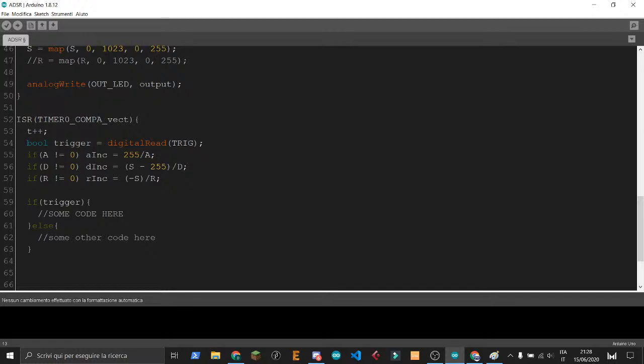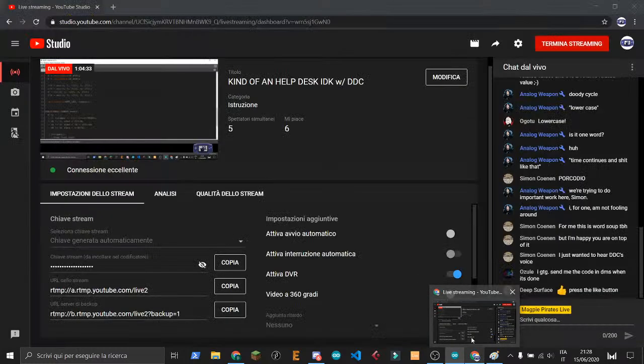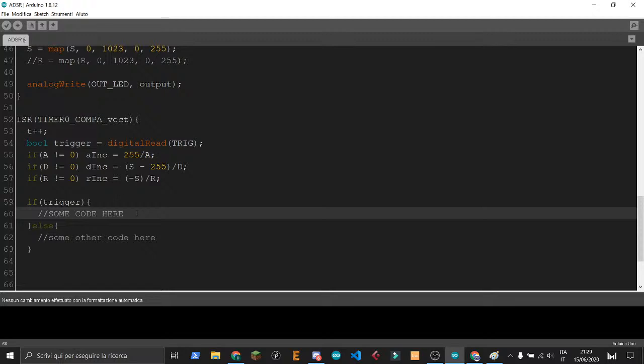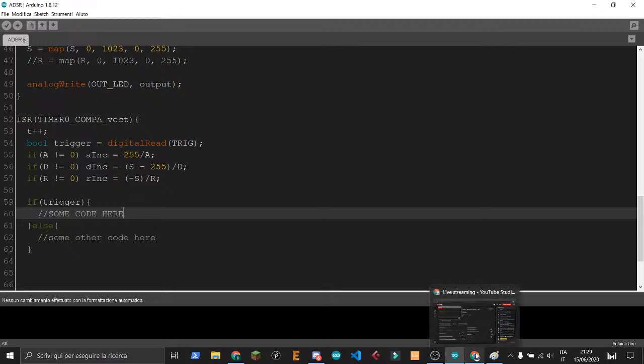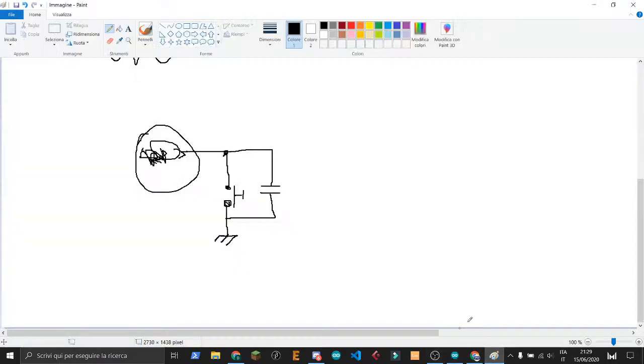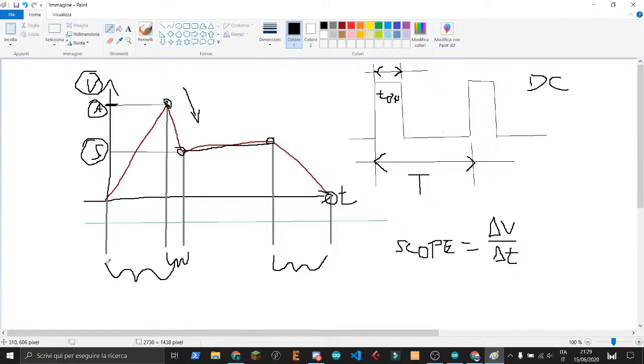Let me see. We need to trigger here. Okay, T plus plus. Now that we know, we need to know when we start and when we finish every event here, because we know the deltas, but we don't actually know when in time we are when we start this.